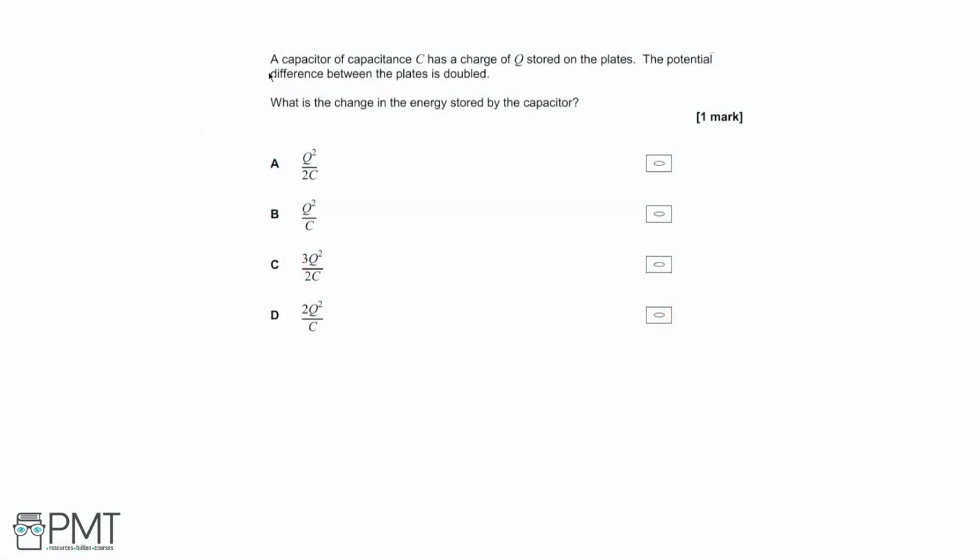This question is about capacitors. The question says, a capacitor of capacitance C has a charge of Q stored on the plates. The potential difference between the plates is doubled. What is the change in the energy stored by the capacitor?